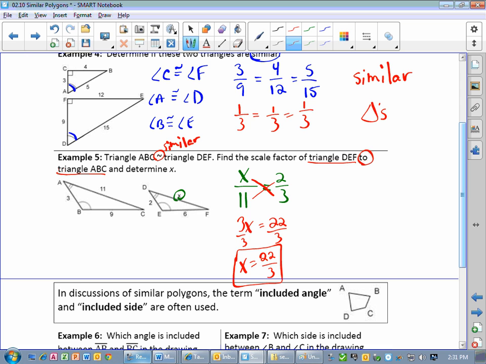Now, is that the scale factor? How do we get the scale factor? So since we know these are similar, then all we got to do is divide one of the sides of DEF by the corresponding side in ABC. So we could take either 22 over 3 over 11, or 2 over 3, or 6 over 9. Pick one of them. 2 over 3, it would reduce 2/3. So we have our scale factor.